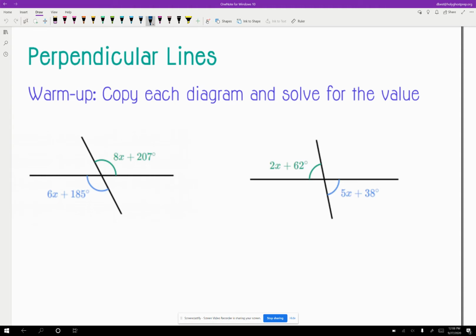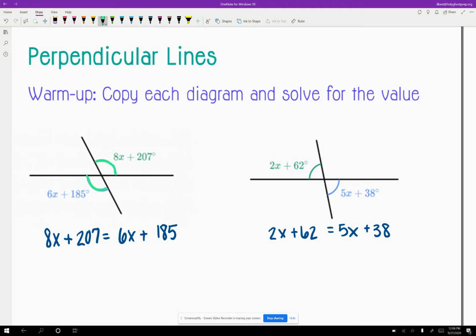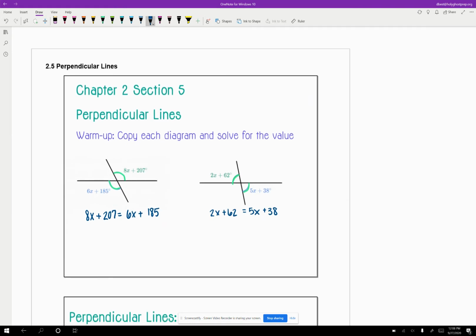Hopefully you remembered that vertical angles are congruent, so to solve these both, you would set up equal equations. So 8x plus 207 equals 6x plus 185. And for my second one on the right, I would have 2x plus 62 equals 5x plus 38. The other way you knew these angles are congruent are the arches that mark our congruent angles. Okay.